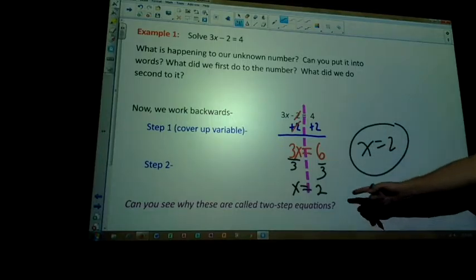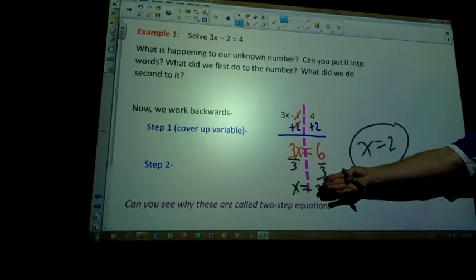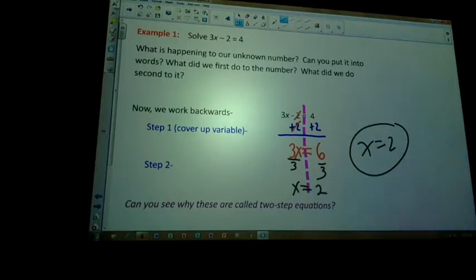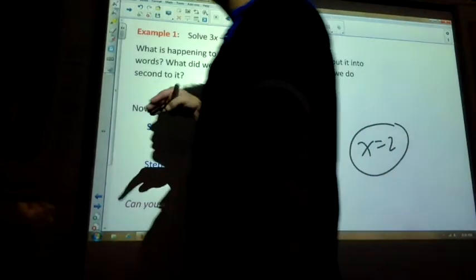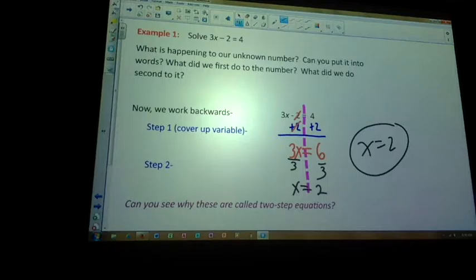So can you see why it's 2 steps? Here's my first step. Here's my second step. Okay? So 2-step means we're doing 2 mathematical operations. Remember, we're undoing it, so our order of operations will be backwards most of the time. May I move on? Yes, you may. Anyone still there? Anyone confused yet? You may move on. Moving on.